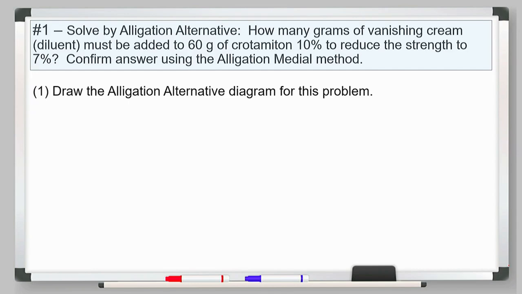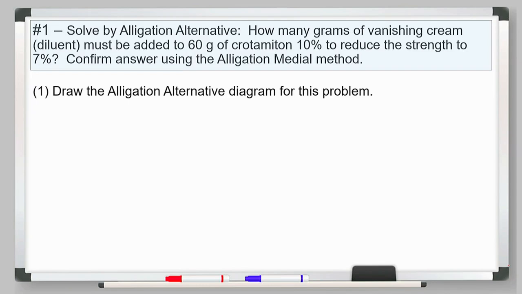The first question says, how many grams of vanishing cream, which is a diluent, must be added to 60 grams of chromaton 10% to reduce its strength to 7%? So we have 60 grams of this chromaton 10% concentration cream. We want to lower that to a final concentration of 7%. Once again, you absolutely could do this with C's and Q's, but let's do it differently.